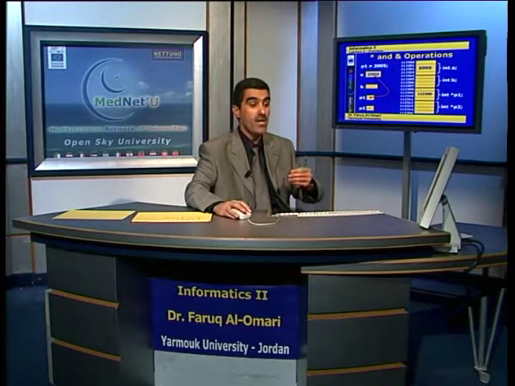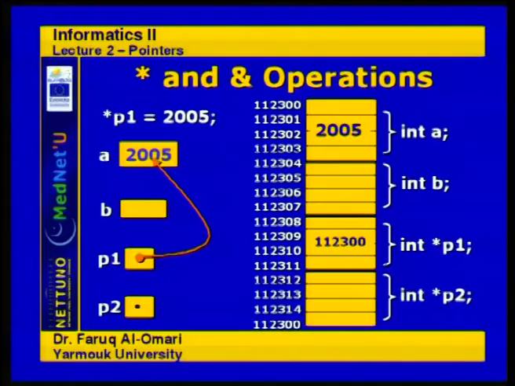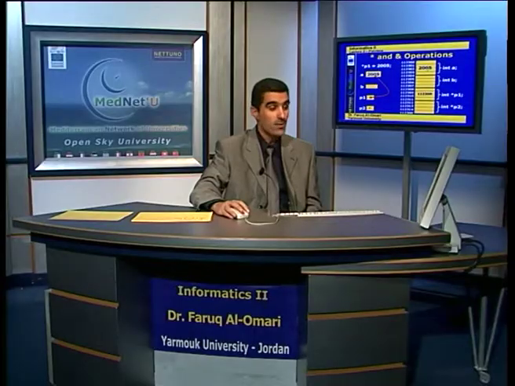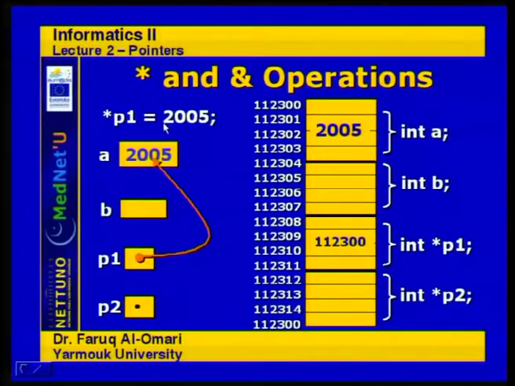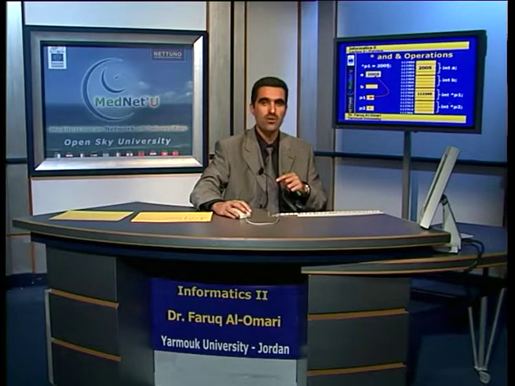I can now change the value of A in a statement without mentioning A at all. I can say something like asterisk P1 equals 2005. That means go to where P1 points, change the data in there, whatever the data is, and put 2005 in there. So this assignment actually changed the contents pointed to by P1 rather than changing P1 itself. So P1 still points to the same location.